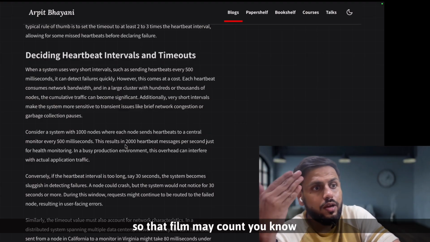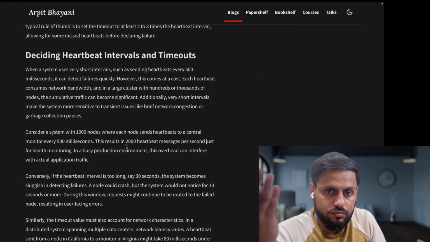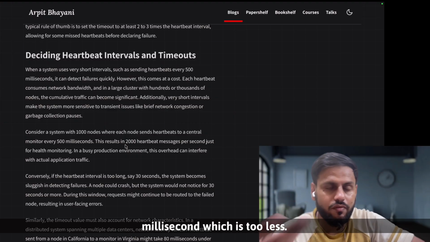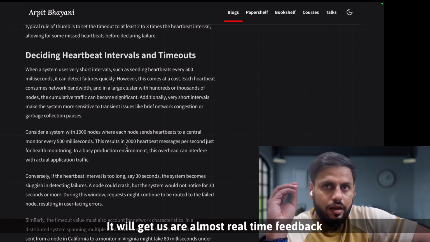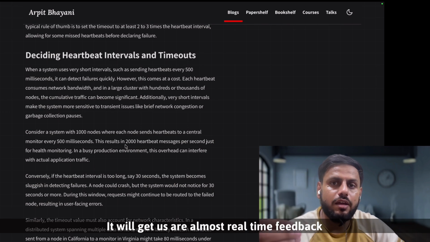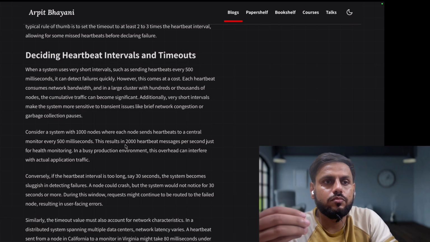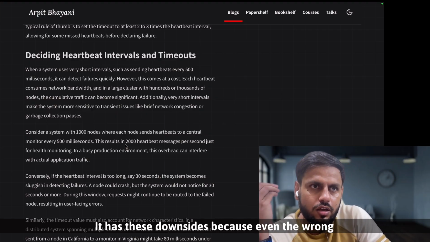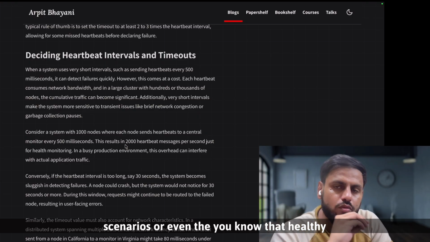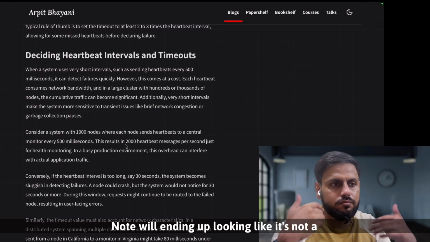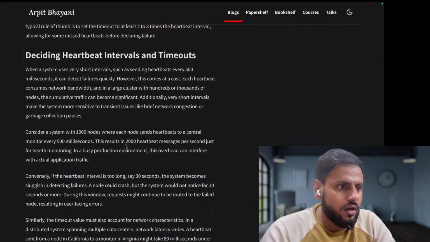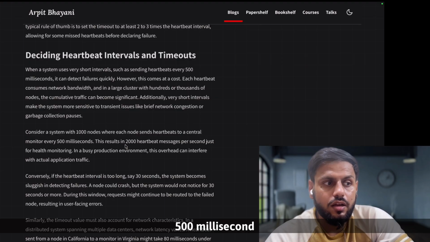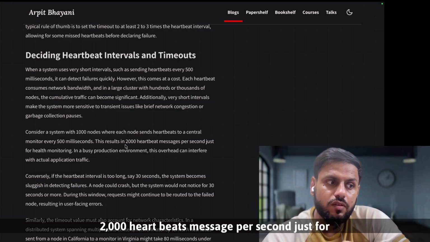So that may be wrongly counted as a failure of the node, because we are using 500 milliseconds, which is too little. It will give us almost real-time health of every node, but it has these downsides, because even in healthy scenarios, a healthy node will end up looking unhealthy. Consider a system with 1,000 nodes, with each node sending a heartbeat to the centralized monitor every 500 milliseconds. That is 2,000 heartbeat messages per second just for health monitoring.